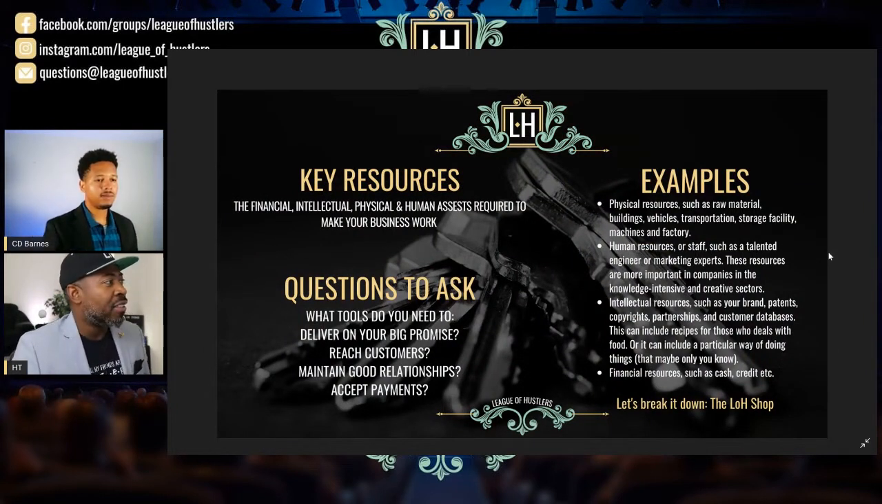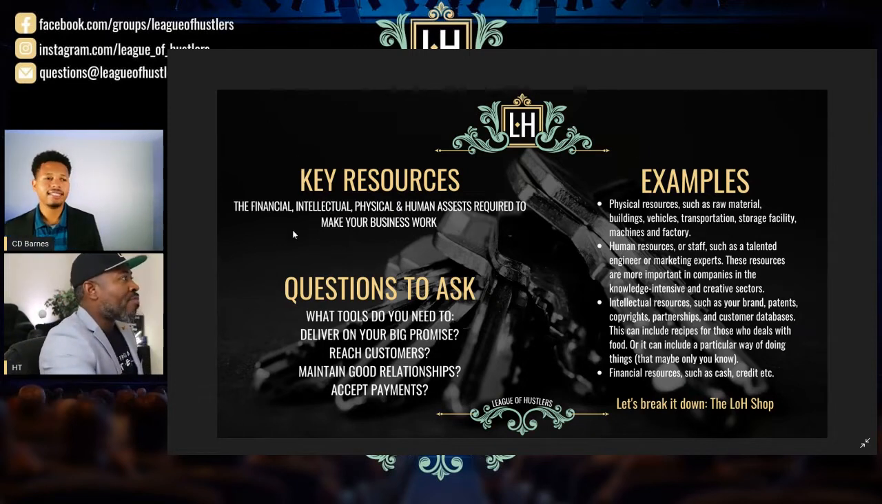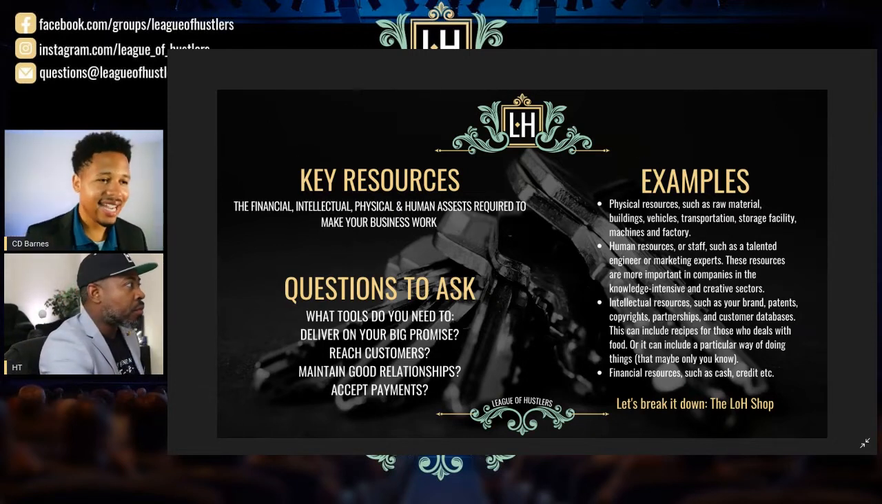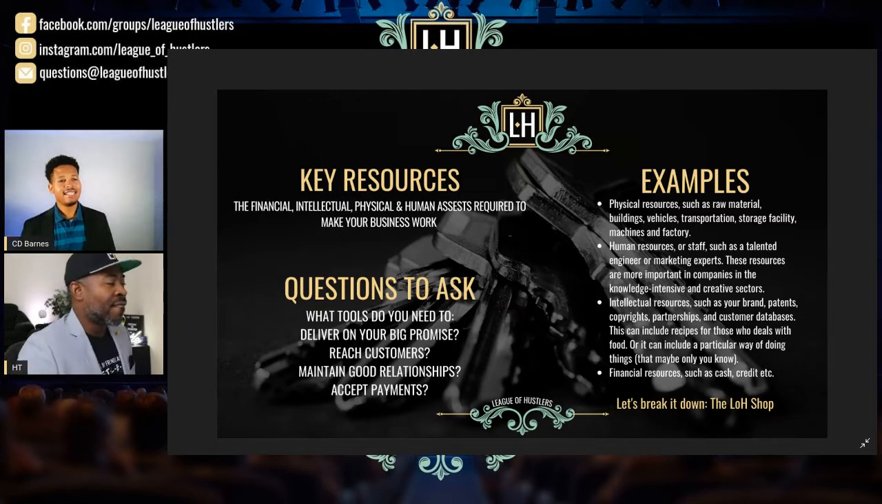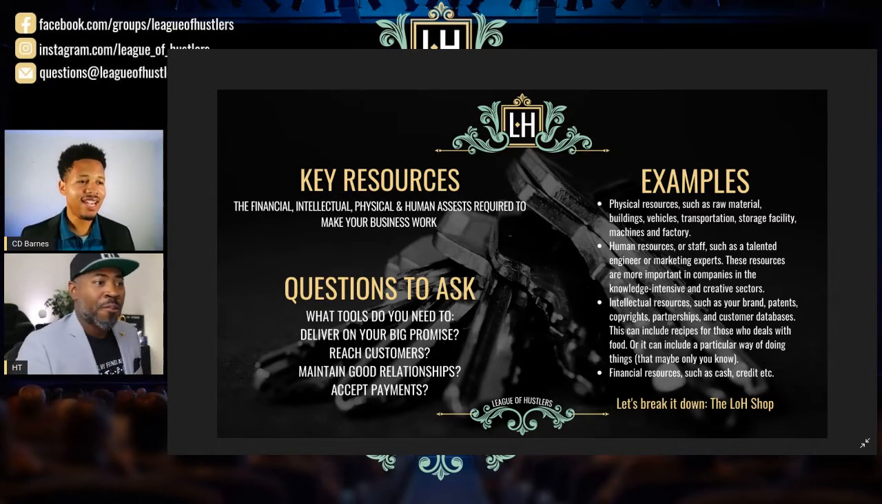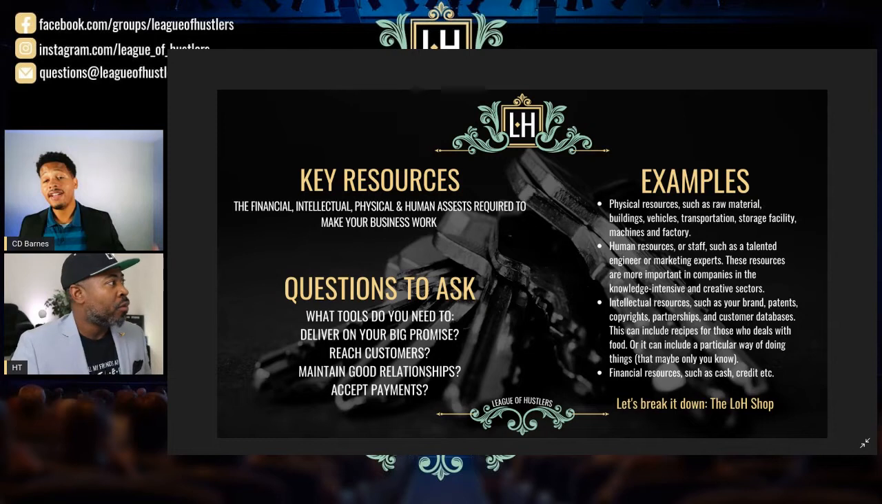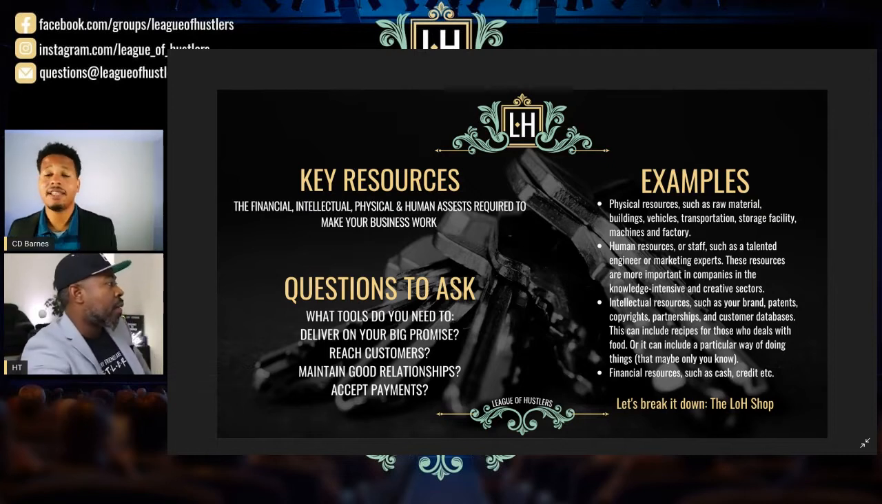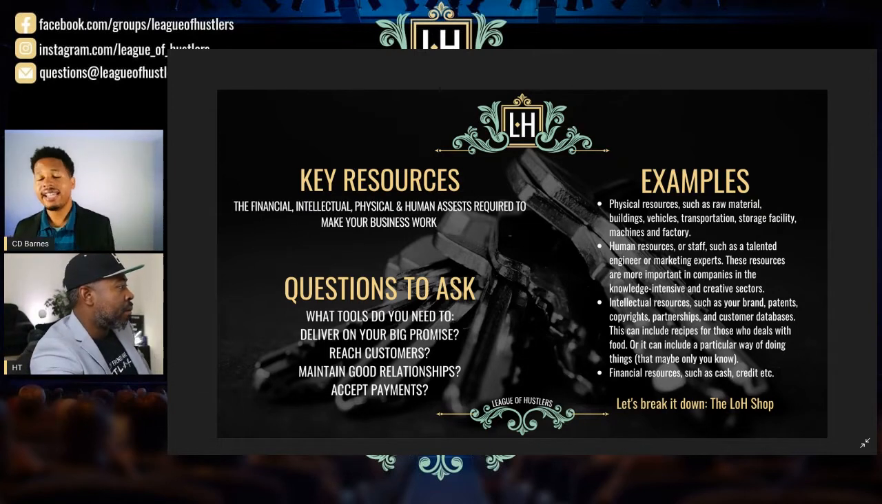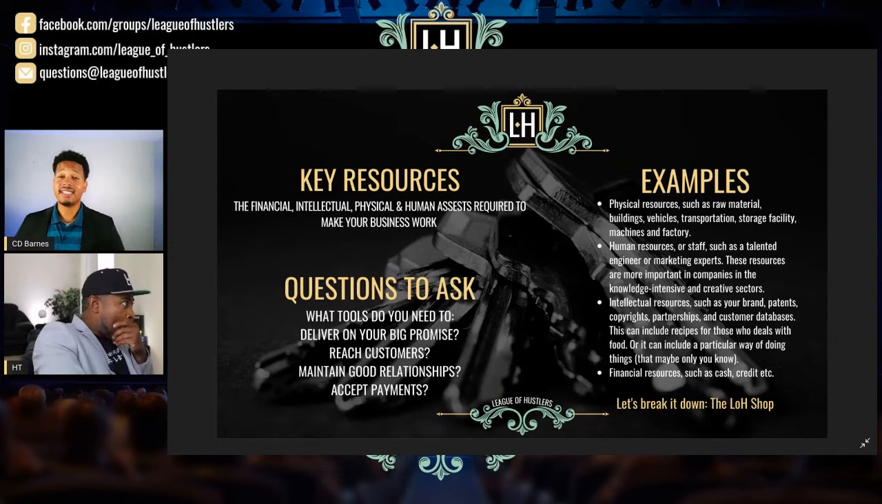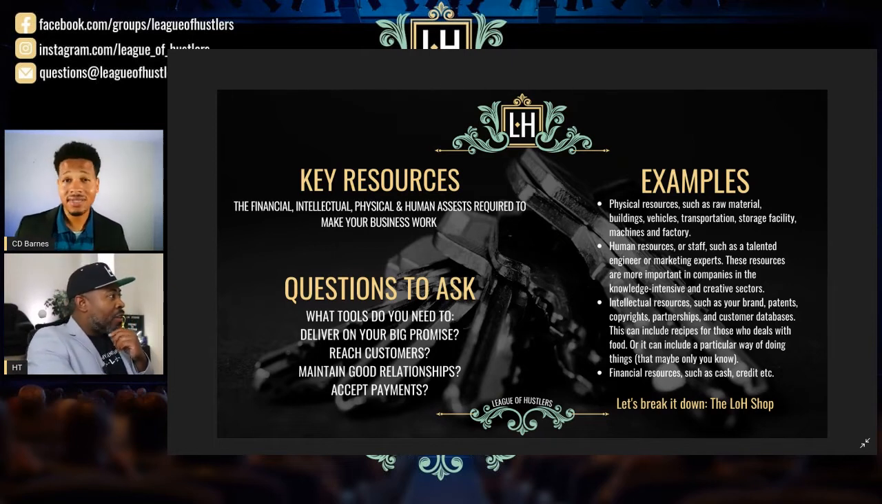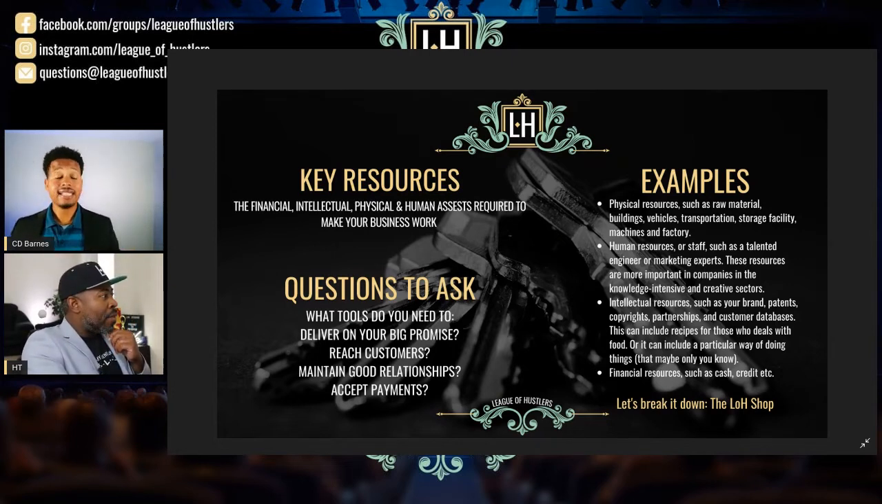What is a key resource, CD? All right, listen. We got the keys, guys. The key resource is anything in regards to financial, intellectual, physical, or even human resources or assets required to make your business work. Anything that you need to deliver that value proposition that you're promising, that's a key resource for your business to function.